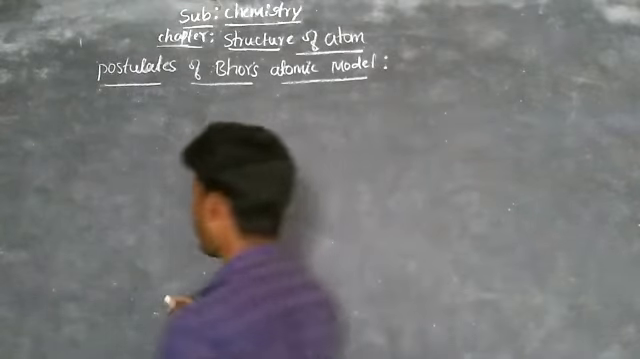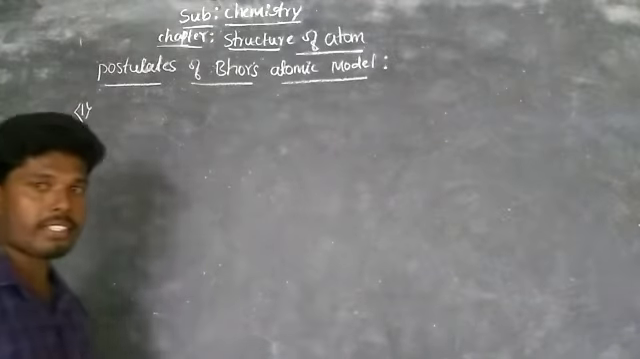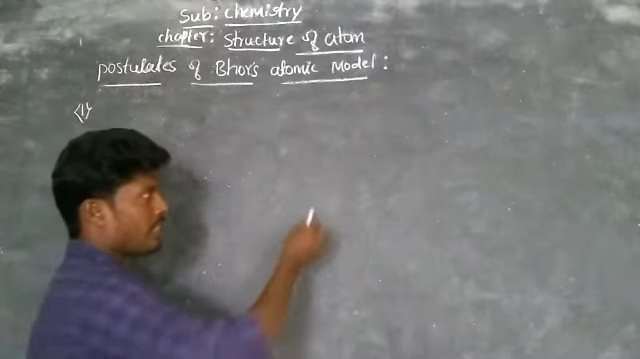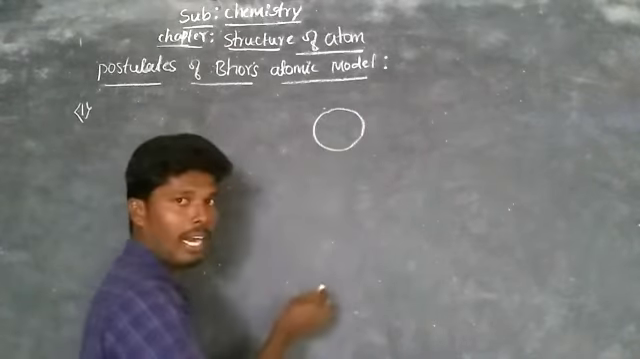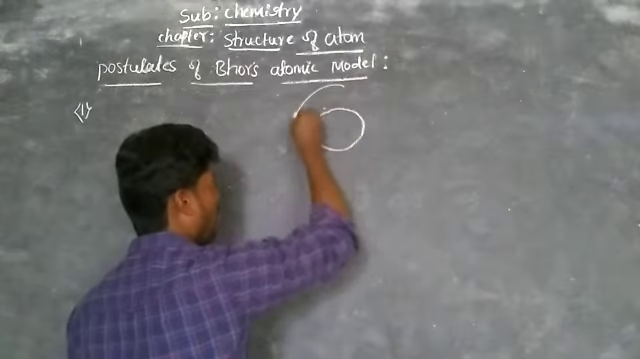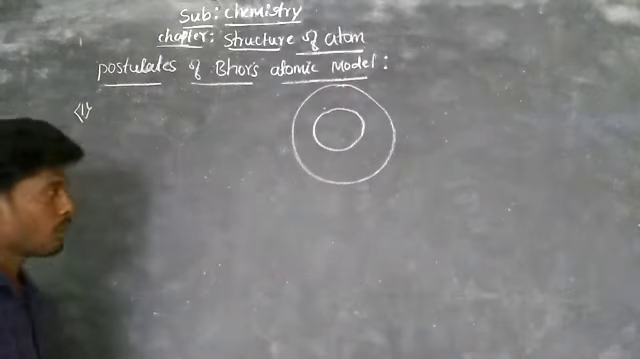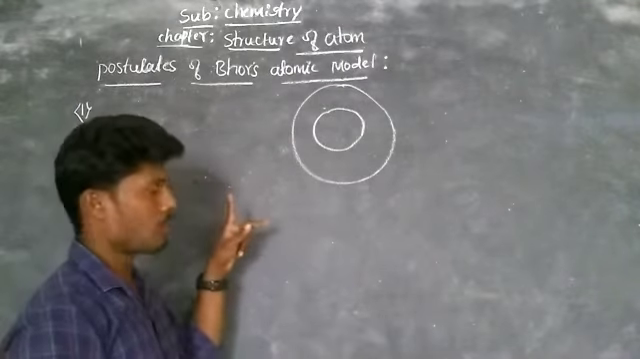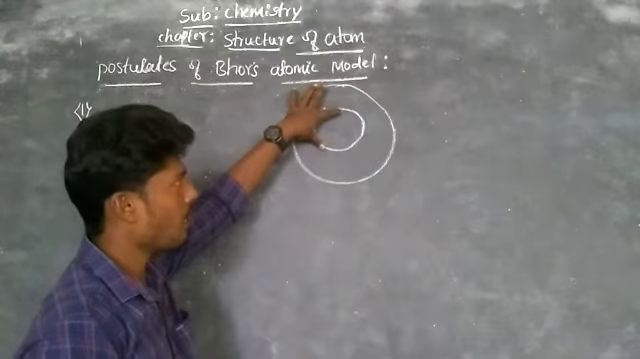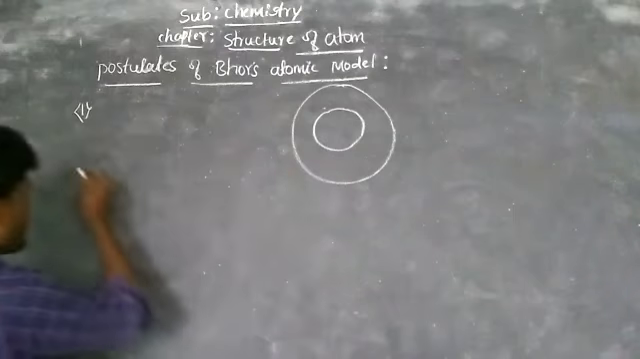The first postulate of Bohr's atomic theory is that the atom consists of two parts. One is the center part of the atom called the nucleus, and the other is the outer region of the nucleus. These are the two parts of an atom. This is the first postulate.